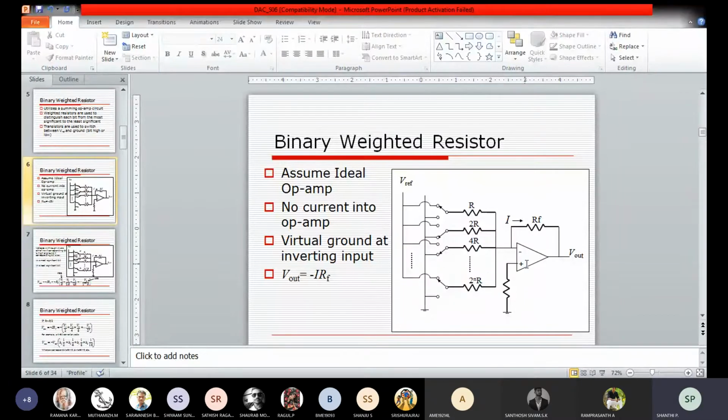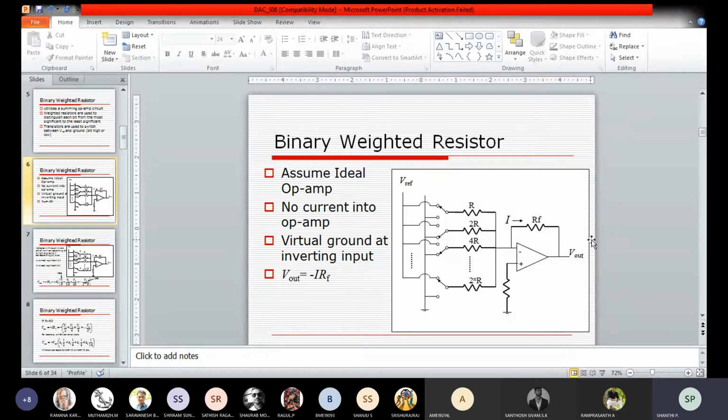Here the non-inverting terminal is grounded. We have already seen an inverting amplifier circuit. The output is determined by the feedback resistance RF over R1. The output voltage V is equal to the current flowing through the feedback circuit into the feedback resistance: I times RF.